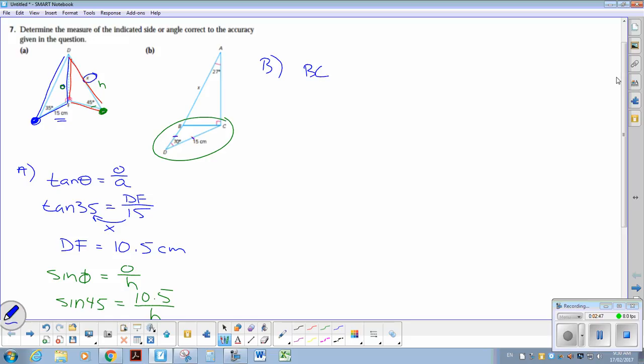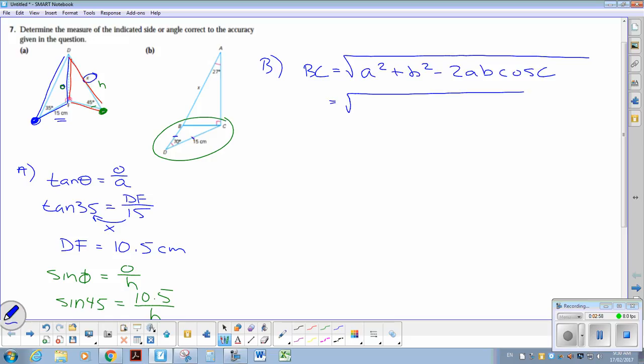So side BC will equal the square root of a squared plus b squared minus 2ab cos c. So that is the square root of 15 squared plus 15 squared minus 2 times 15 times 15 cos 70. Plugging that into the calculator, we get 15 squared plus 15 squared minus 2 times 15 times 15 times cos 70, and I get 17.2. Again, we're working in centimeters. So I know side BC, right there, 17.2.